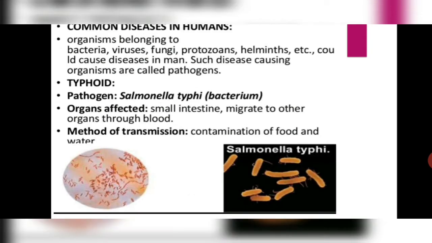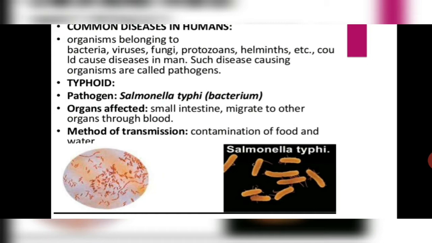Common diseases in humans. Organisms belonging to various groups like bacteria, viruses, fungi, protozoans, helminths cause many diseases in humans. Hence, all these disease-causing organisms are known as pathogens. So, disease-causing organisms are called pathogens.